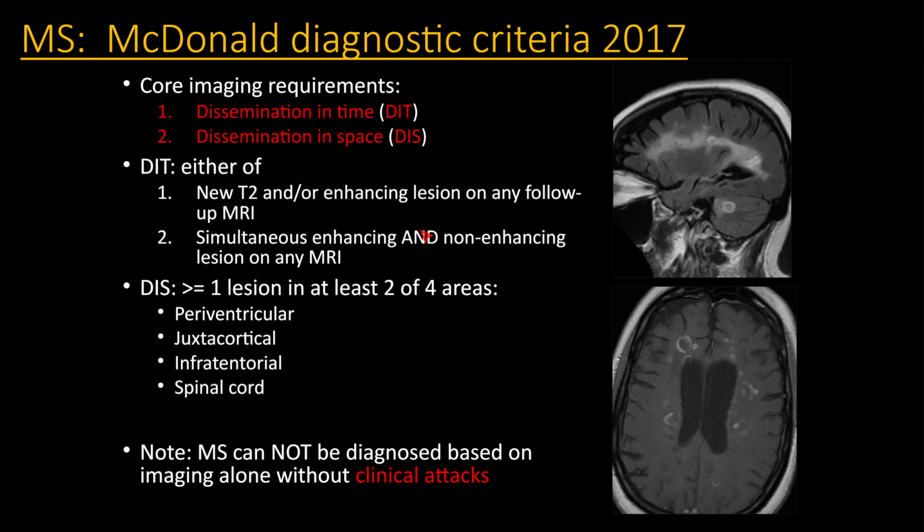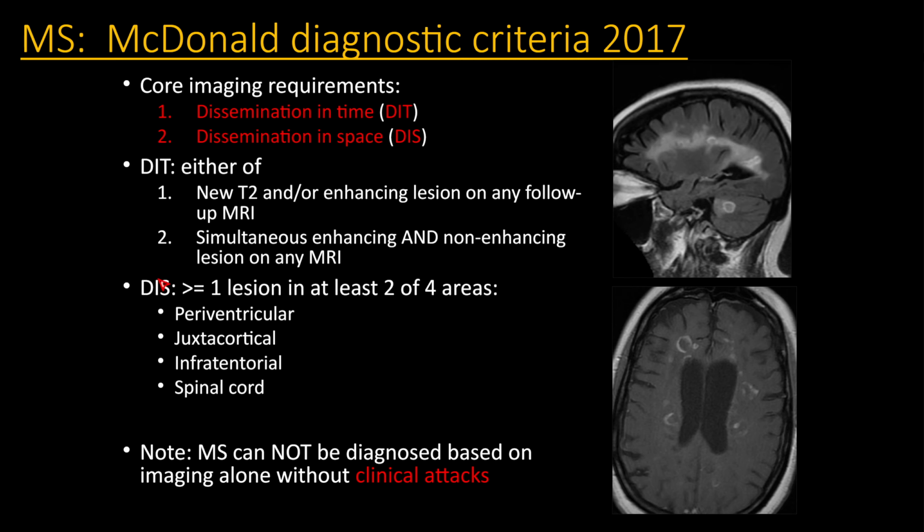So this "and" is important. You have to have both enhancing and non-enhancing. You can't have all lesions be non-enhancing. At the same time, you can't have all lesions be enhancing either. So if you want to meet the dissemination in time criteria, you can do so with just one MRI, but that one MRI needs to show you both enhancing and non-enhancing lesions.